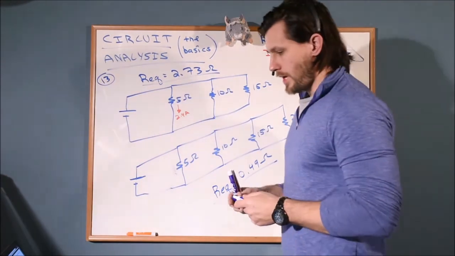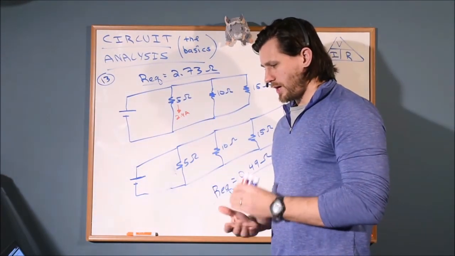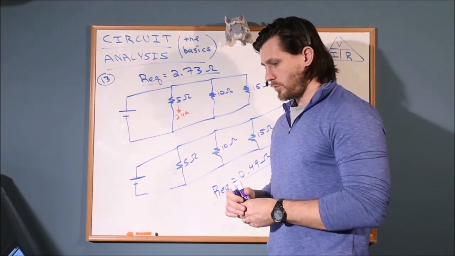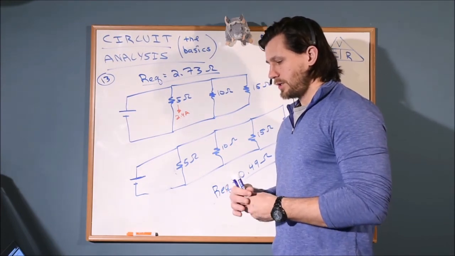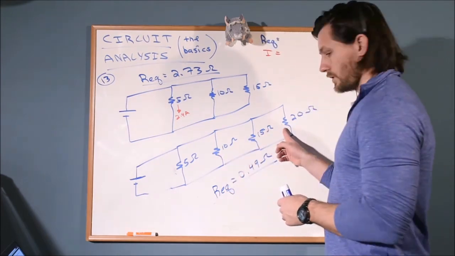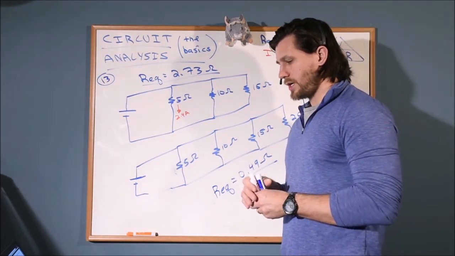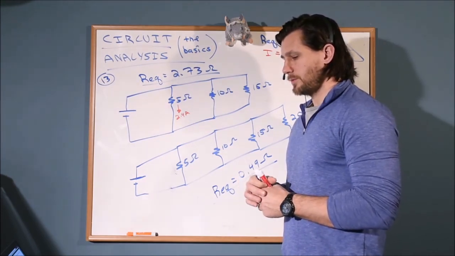Okay. Now, let's see. It says the current through the 5 ohm resistor is 2.4 amps. We got that. A 20 ohm resistor is added to the circuit in parallel with the other resistors. Describe the effect of the addition of this resistor, which is this one, on the amount of electrical energy expended in the 5 ohm resistor in 2 minutes.